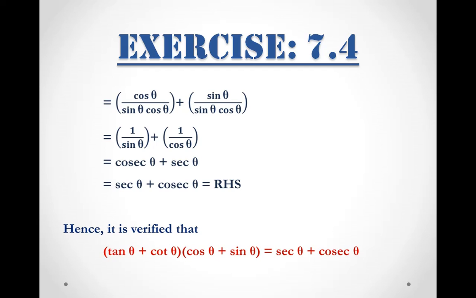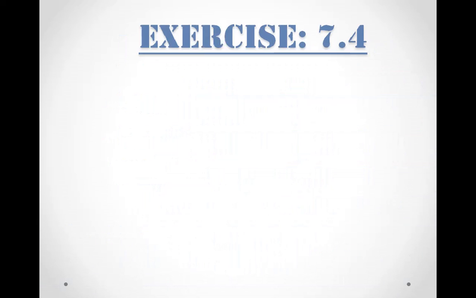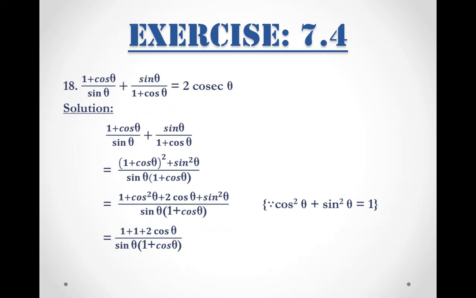Hence we have verified that (tan theta plus cot theta) into (cos theta plus sin theta) is equal to secant theta plus cosecant theta. Hope it is easy to understand. Next in the exercise we have question number 18.